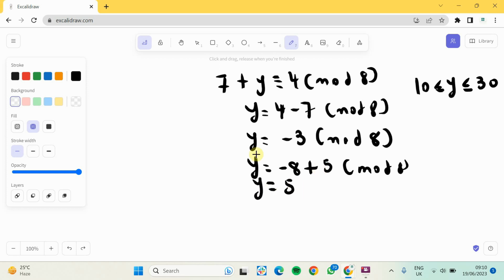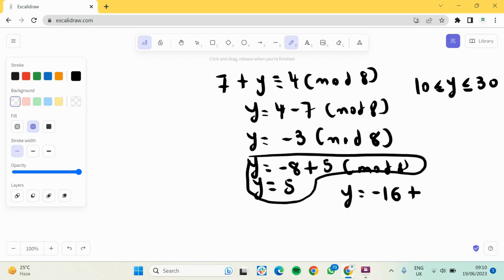So remember what we did in that previous value. But now, is 5 within this range? No, 5 is not within this range. So 5 doesn't work. So I'll move further to another multiple of 8. Another multiple of 8 will be 16. This first case did not work.